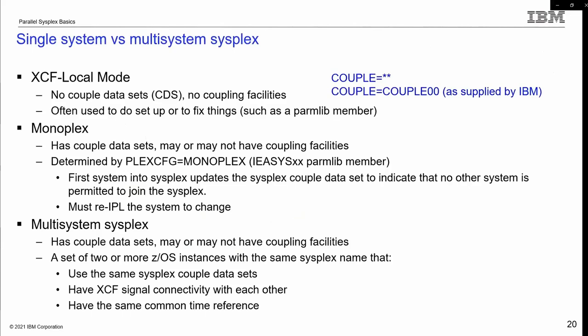There are several different configurations of a Sysplex. I can have a single system Sysplex versus a multi-system Sysplex. A single system Sysplex is not really too useful and doesn't provide availability and scalability, but there are these modes that I can have the Sysplex in. XCF local mode, where there's no coupled data sets and no coupling facilities. We'll talk about that later, what those things are. A monoplex, which may have the same infrastructure as a multi-system Sysplex, except there's only one system allowed in that Sysplex. And finally, a multi-system Sysplex, which is what we think of and which has the characteristics that we're striving for with Sysplex.